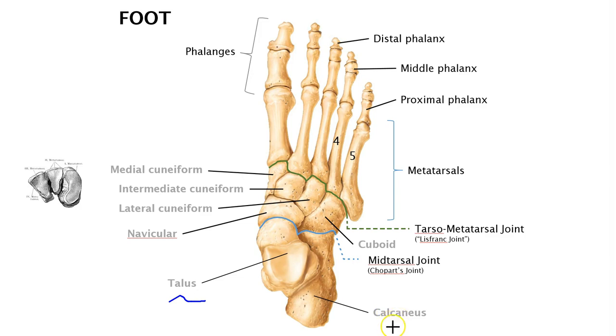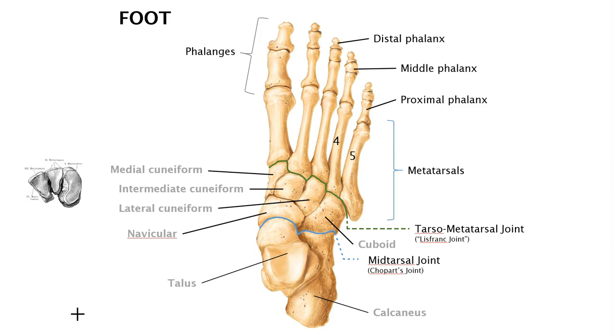Underneath and posterior to the talus is the very large calcaneus, which is also the heel bone. Anterior to the talus and calcaneus are the navicular and cuboid bones. The interaction between the talus and navicular combined with the calcaneus and the cuboid, this interaction here and here, is called the mid-tarsal joint. Often this is also known by its eponym, the Chopart joint.